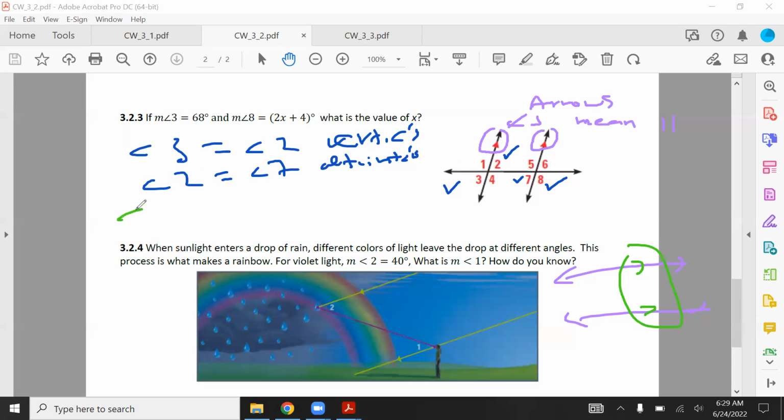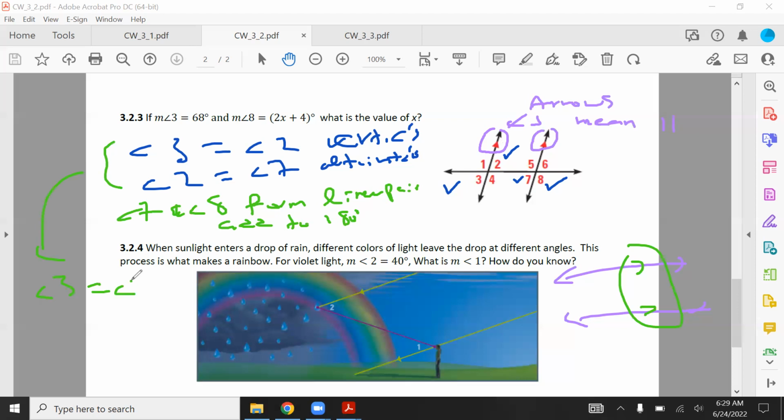And then lastly, angle 7 and angle 8 form a linear pair, so they add to 180. Well, now we know that 2 equals 7 and 2 equals 3. So by transitive property, angle 3 equals angle 7. Remember, we talk about transitive property. Everything builds upon itself in this class, right? That's how math works. That's transitive. Angle 3 equals angle 7.